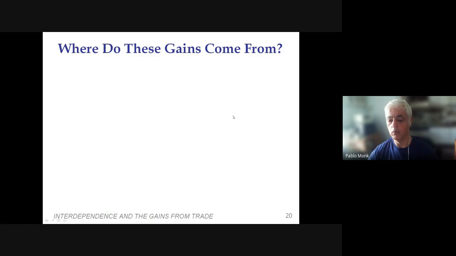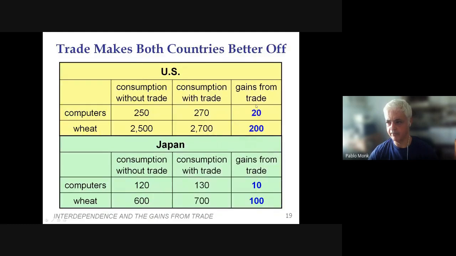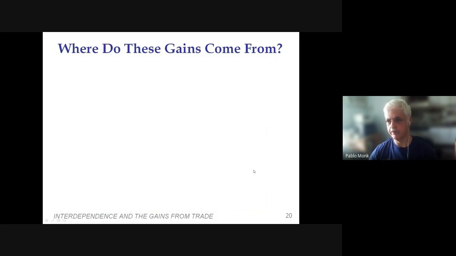Okay, so why? Where do these gains come from? Why is it that America has these blue numbers that they can have even more computers than before, even more wheat than before? Even Japan can have more computers than before, more wheat than they could have actually made. So where does it come from?